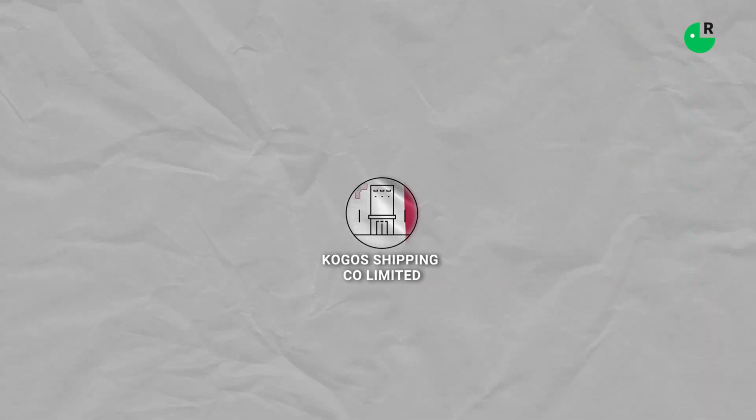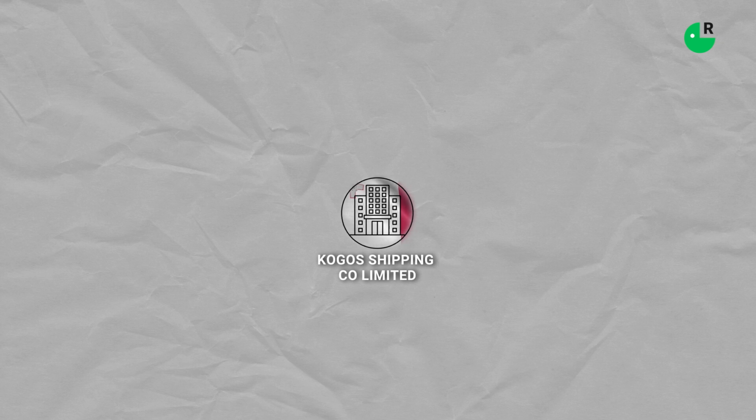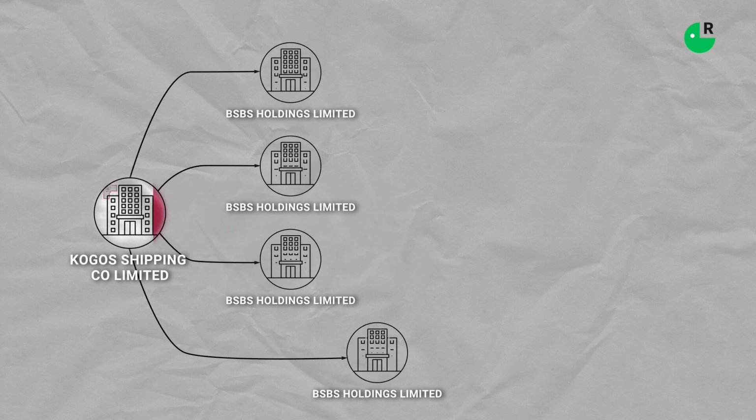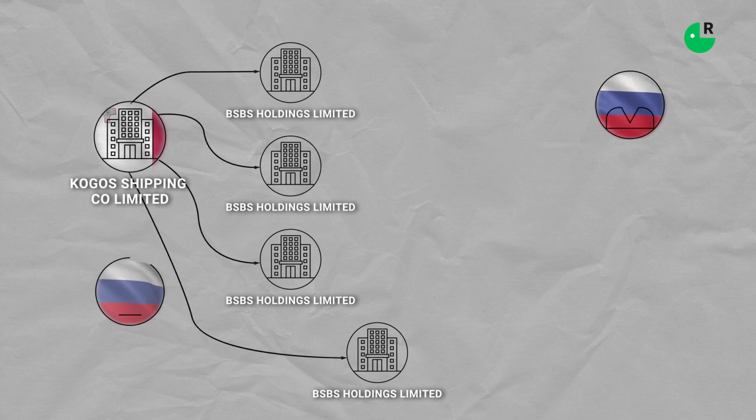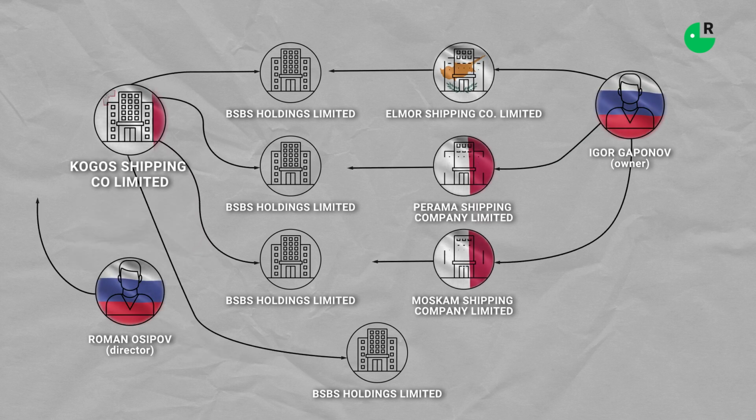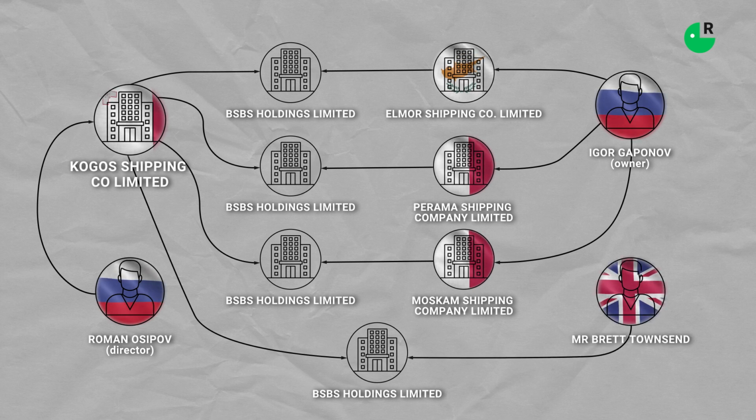So I suggest summarizing the intermediate results. We found the Maltese company Kogos Shipping, which is closely related to 4 companies with the same name BSBS Holdings Limited. Russians from Cyprus and Malta own and run 3 of them. And the 4th company is by Mr. Townsend from Britain. The same Mr.